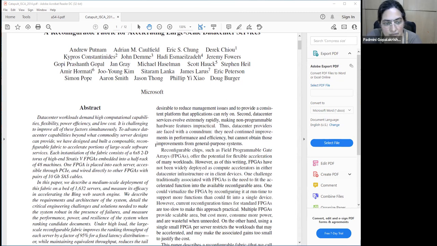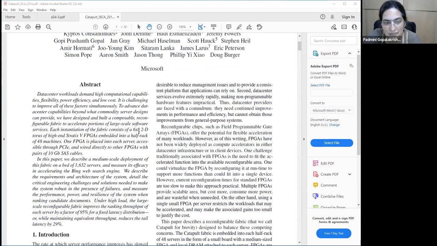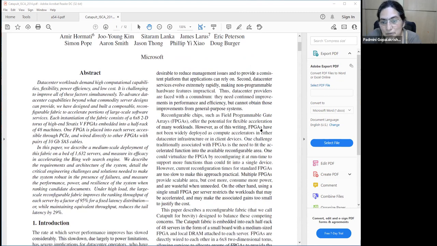Okay, so this paper looks at accelerating a specific data center workload related to search in Bing, which is Microsoft's search engine. What is new here is that at the time this paper came out in 2014, FPGAs had not been very widely deployed in data center applications, right?